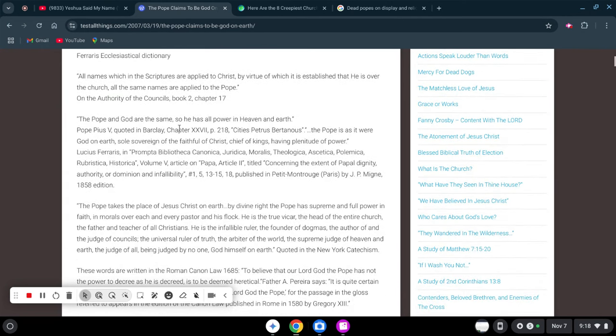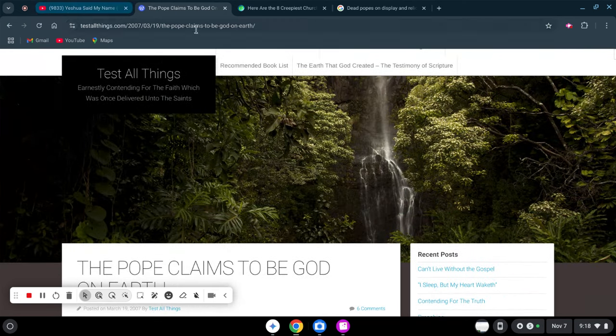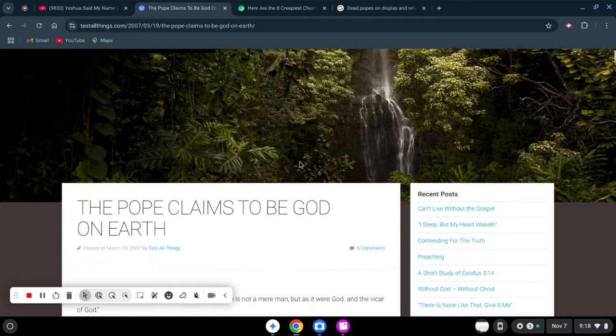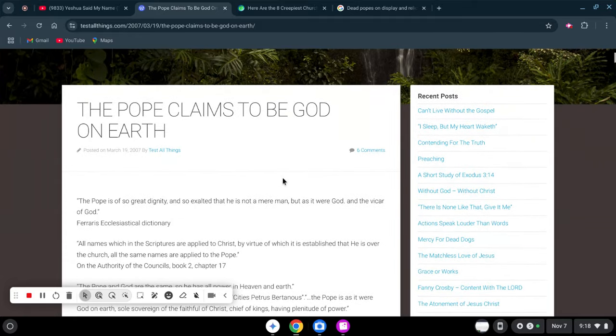The Pope and God are the same, so he has all power in heaven and on earth. I feel disgusted even reading this out loud. So I encourage you to look up this particular website. Please prayerfully study these statements.